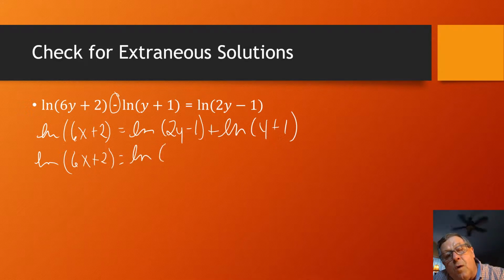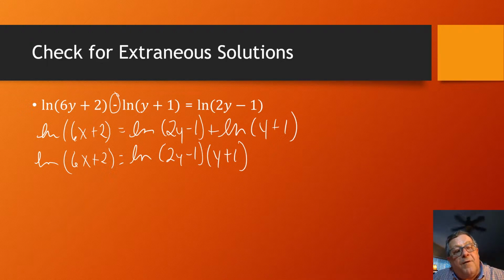ln of 2y minus 1, this is using the product property, times y plus 1. And we got a common factor of the natural log that we can then factor out. And so now we got 6x, that's 6y. I like x. I don't really like y. Don't ask me why.